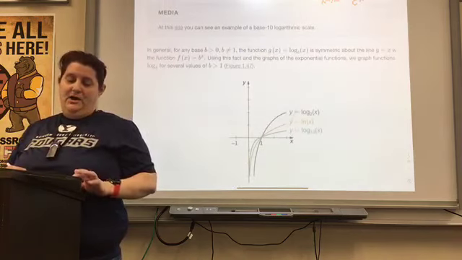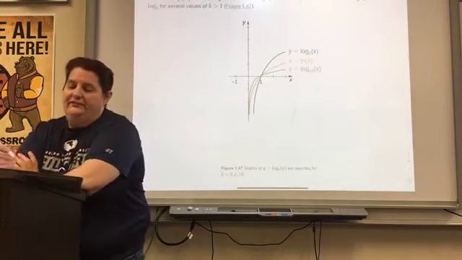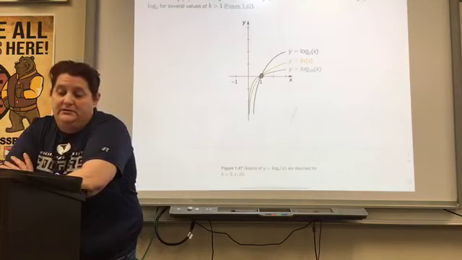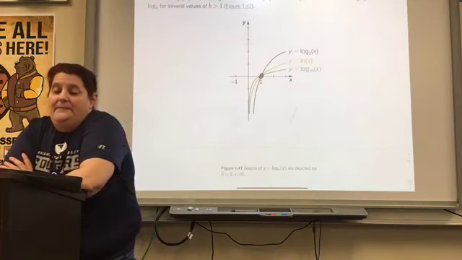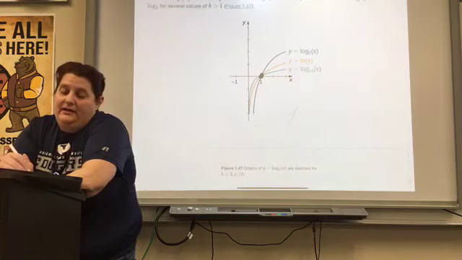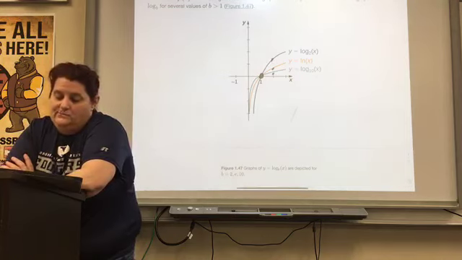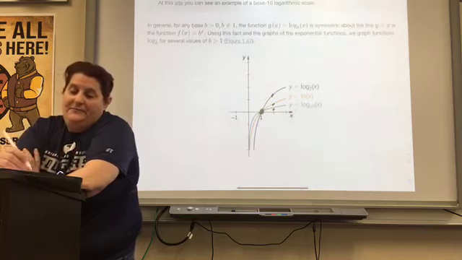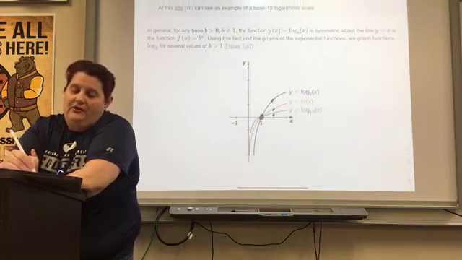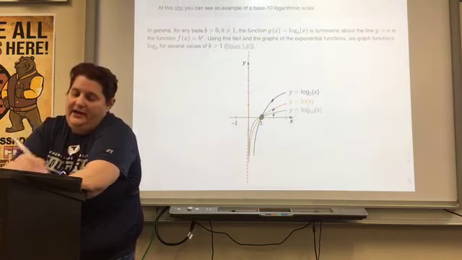That's weird. Okay, so here's a bunch of different logs, but you guys can see they all go through this point, because log base anything of 1 is 0. And then the other point is log base 2 of 2 is 1, or log base e of e is 1, or log base 10 of 10 is 1. Those are all different log graphs, but the thing they have in common is that a log graph will always have an asymptote right there.